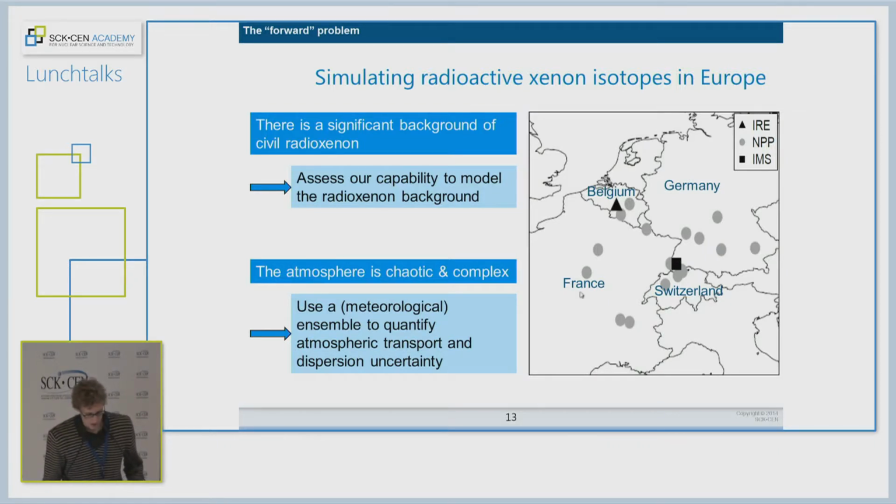So we want to assess our capability to model this radioxenon background, but more importantly, we would like to use this ensemble technique to quantify the uncertainty of our atmospheric transport and dispersion model. So basically, we compare our calculated concentration with our observed concentration, but we also compare our calculated spread, or calculated uncertainty, with the error that we make, the difference between our calculation and the observation.